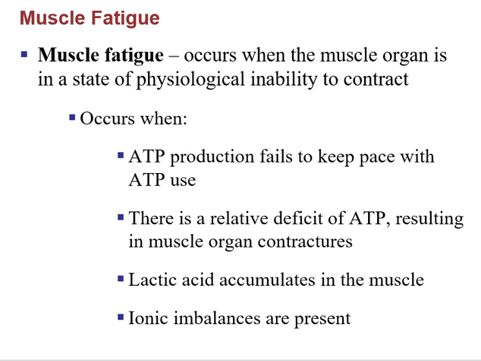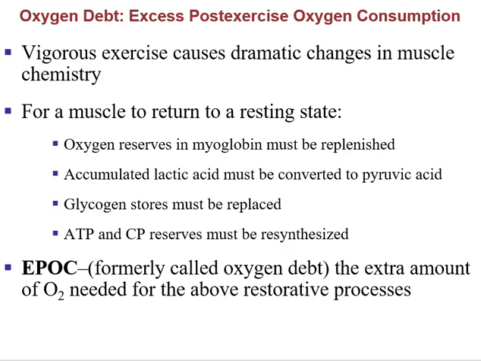There's also this idea of muscle fatigue that occurs when the muscle organ is in a state of physiological inability to contract. So the muscle can't contract because it's tired. This could occur when we can't produce enough ATP, especially with how quickly we're trying to continuously use a muscle. If there's a deficit of ATP, that would result in either weird contractures or no contracture of a muscle. We could also see muscle fatigue when lactic acid accumulates in the muscle and if there's any ionic imbalances. So something that might cause this muscle fatigue is vigorous exercise. It definitely causes dramatic changes in muscle chemistry.